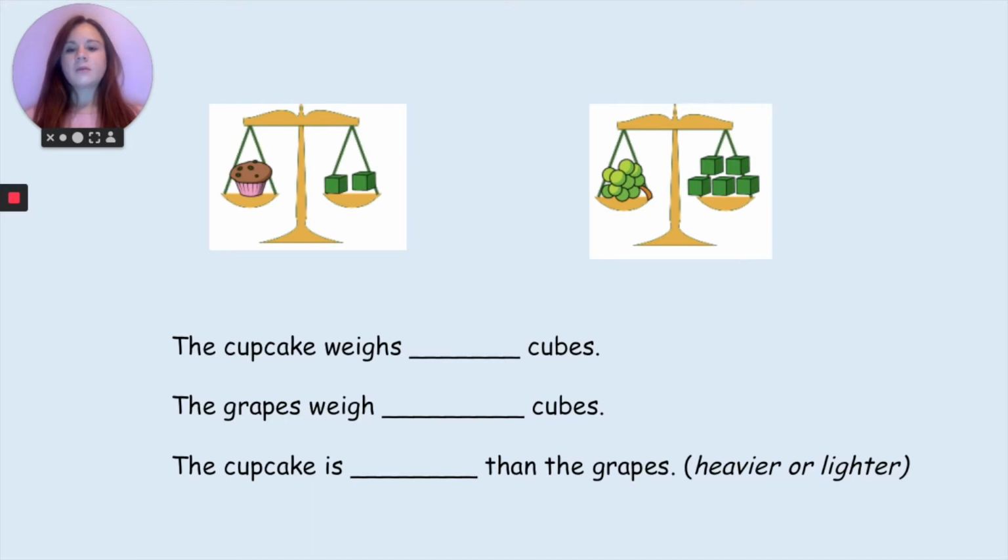The cupcake weighs something cubes. The grapes weigh something cubes. The cupcake is heavier or lighter than the grapes. The answers are: the cupcake weighs 2 cubes, the grapes weigh 5 cubes, and the cupcake is lighter than the grapes. We know that the cupcake is lighter than the grapes because it only weighs 2 cubes when the grapes weigh 5 cubes. Well done if you got all of those correct.